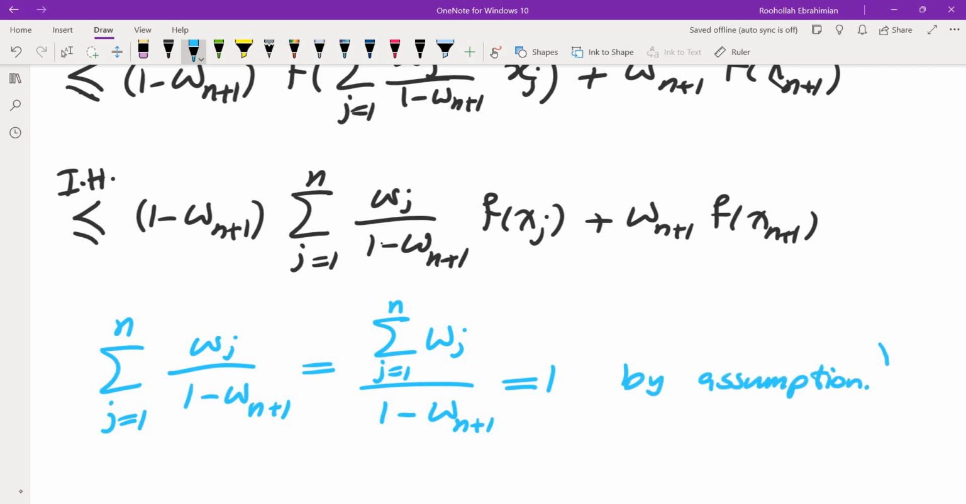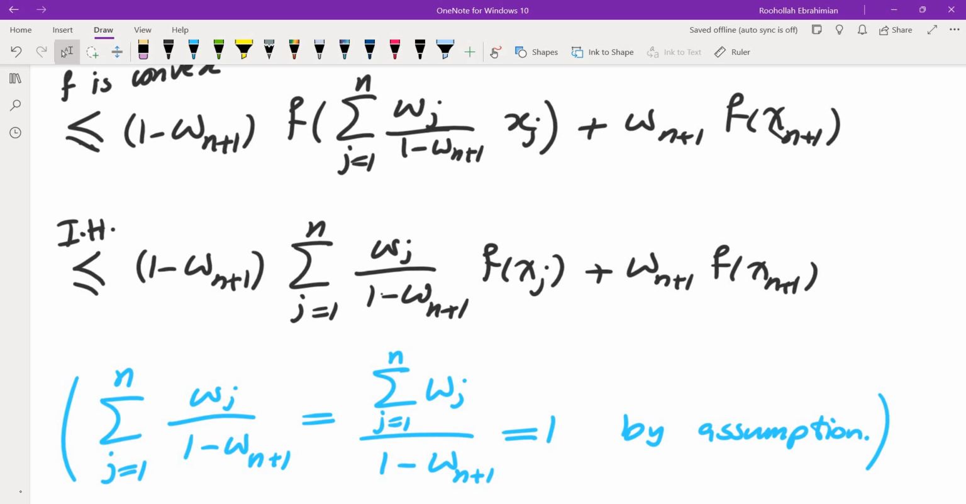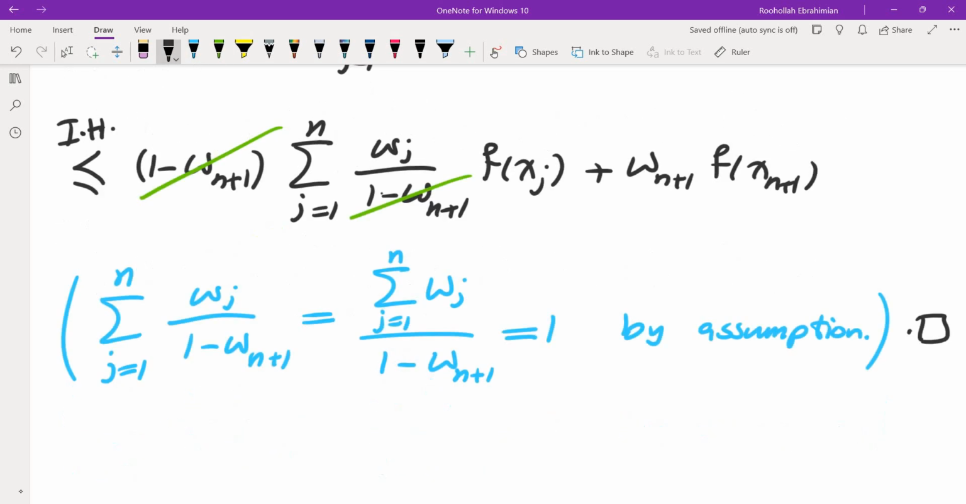Because of that, I can use the inductive hypothesis, and I would get that. And then if you cancel these two, you get exactly what you want. So we proved Jensen's inequality for convex functions.